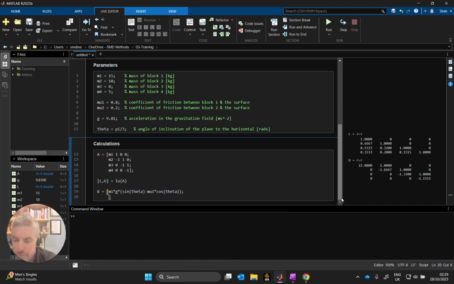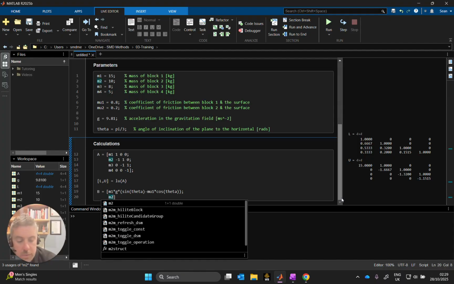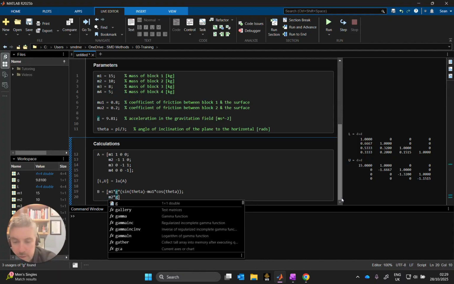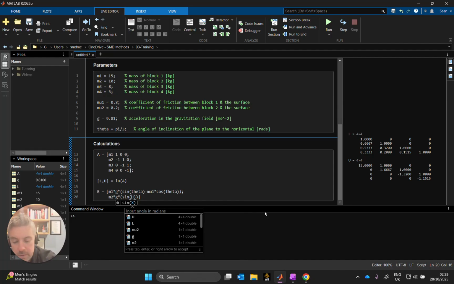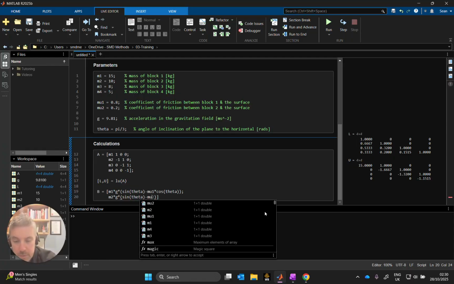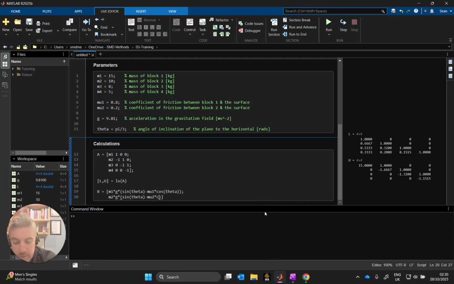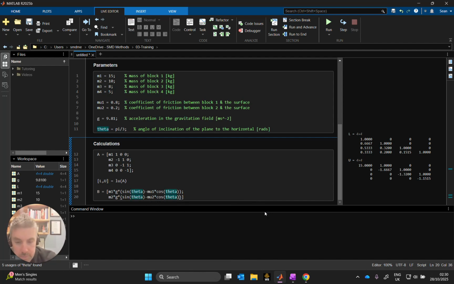That's our first one. Second one is going to be very similar, except it's M2 multiplied by G multiplied by the same thing, sine of theta minus mu 2 by cos theta.